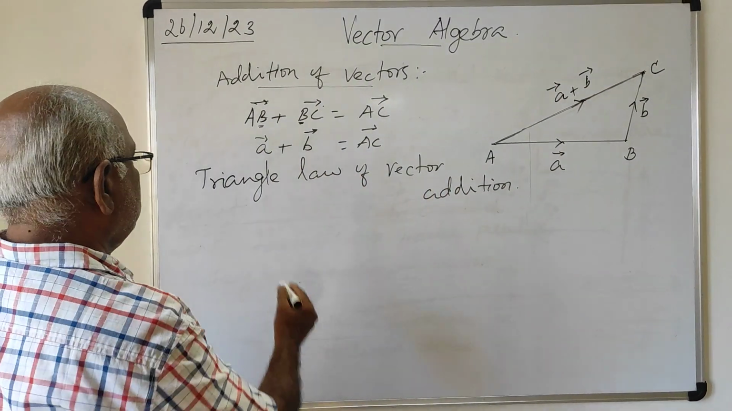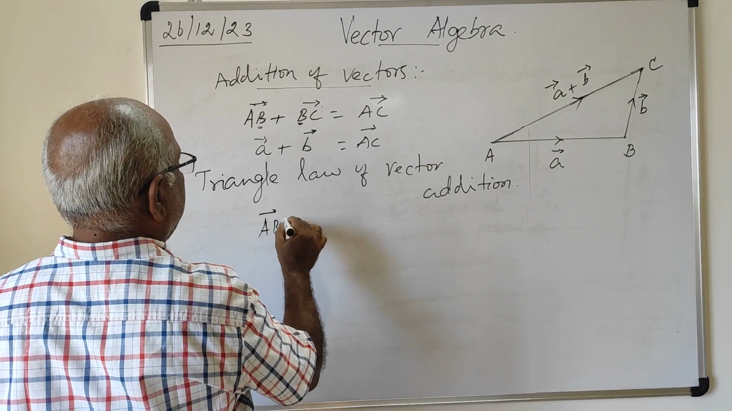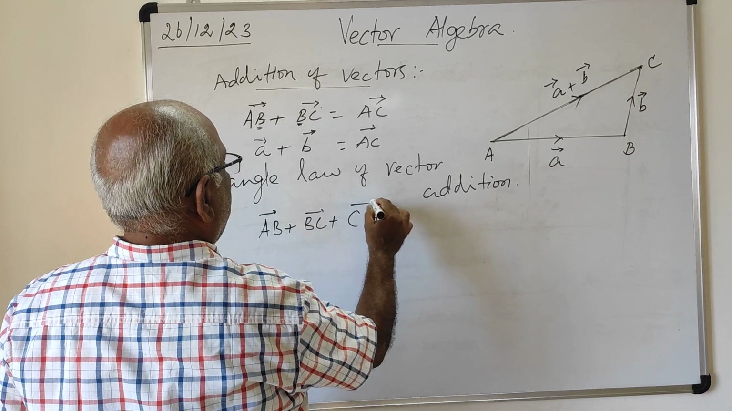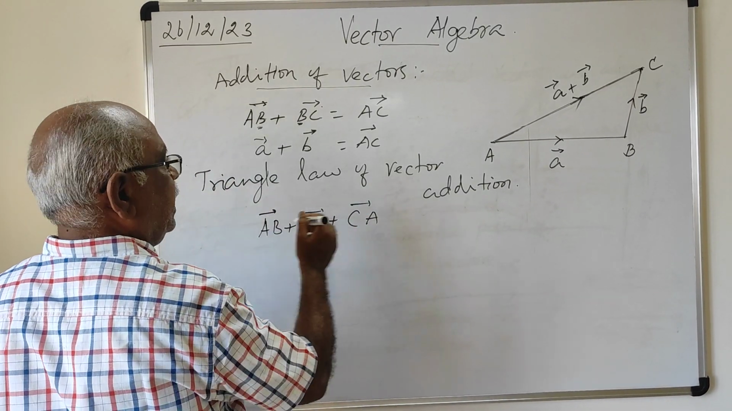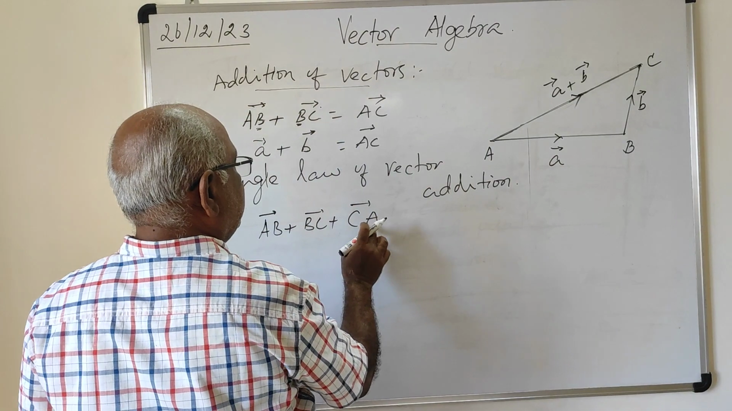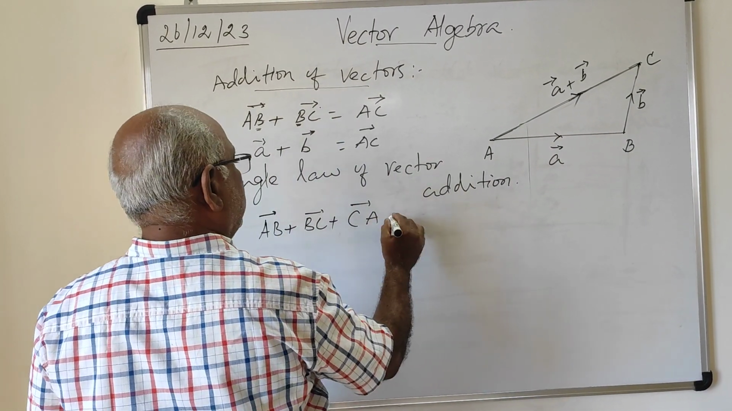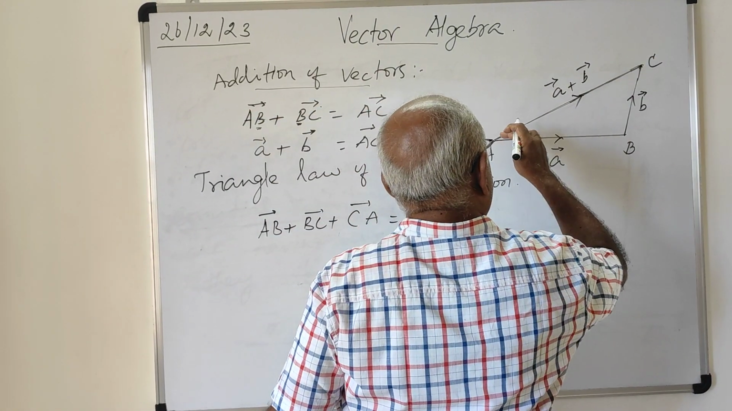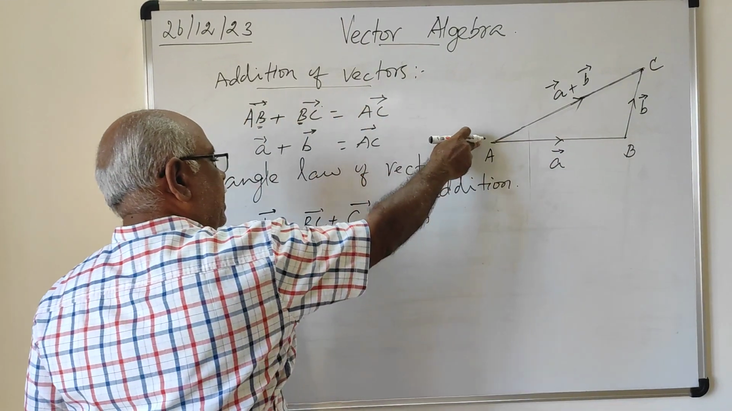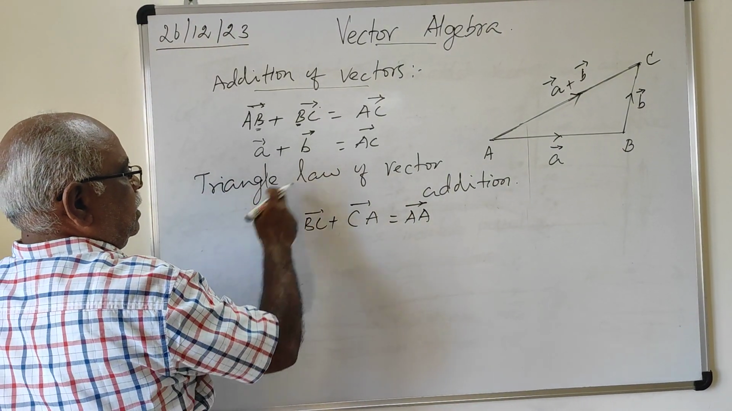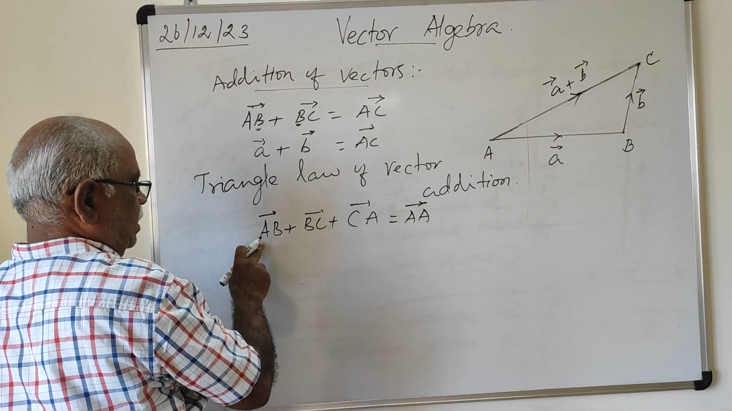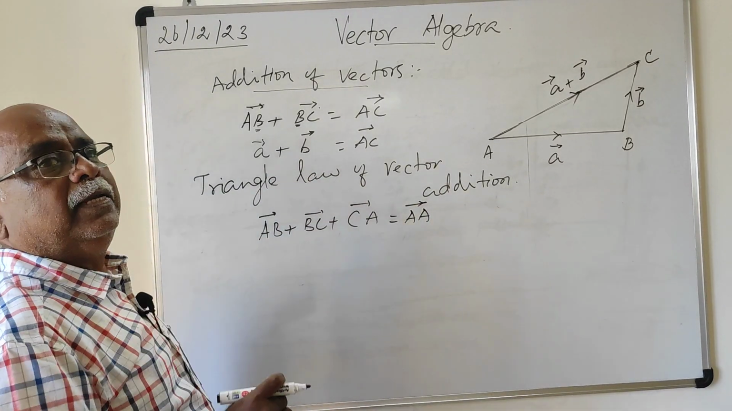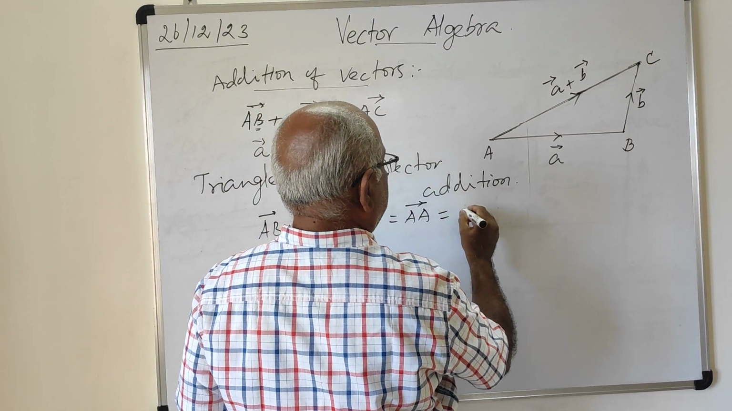Now suppose you consider AB plus BC plus CA. Starting with A, AB, BC, CA. CA ends at A, so this is nothing but AA. Starting from the point A, AB plus BC plus CA means you again reach A. By the addition law, the first vector's initial point and the last vector's terminal point give AA. It is the same point A, therefore this addition is the zero vector.